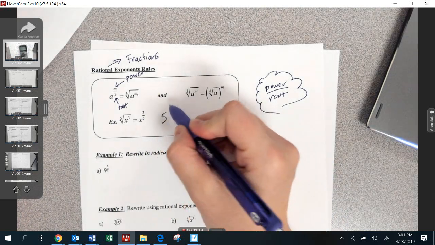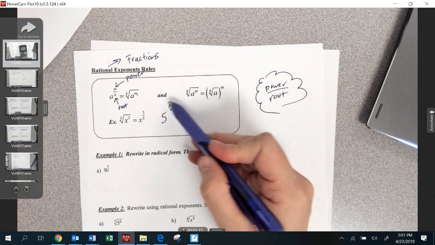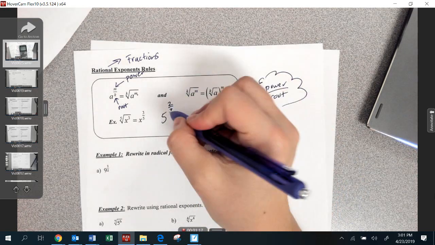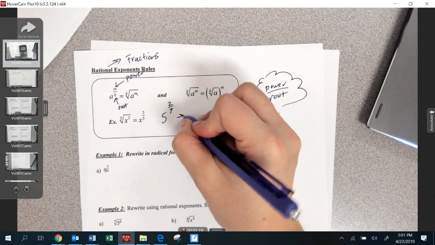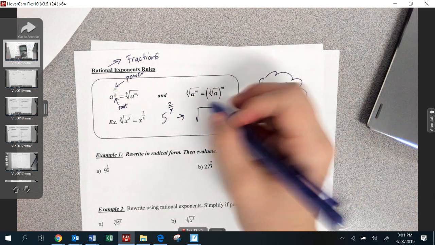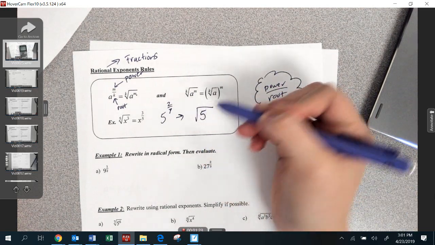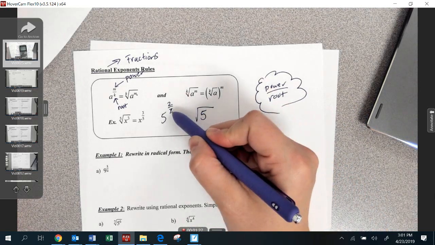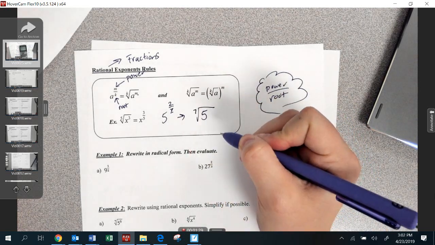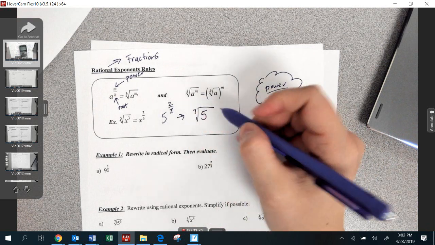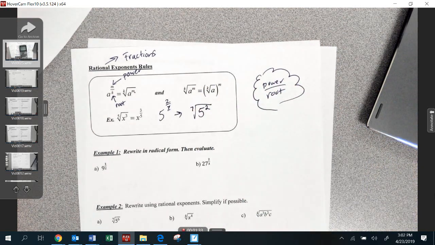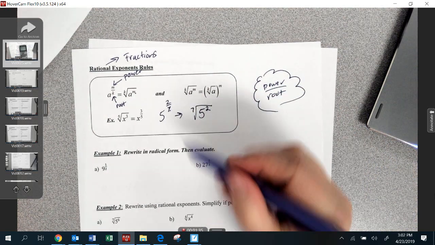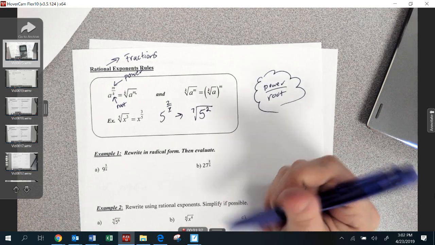I can also think of that similarly if I start with something like this, 5 to the 2/7 power, this would turn into a radical. 5 would be the radicand, the number under the radical. That was my base here. This is my denominator, so it's going to become the 7th root, and the power is the numerator, so that'd be 5 to the 2nd power, and then 7th rooted.